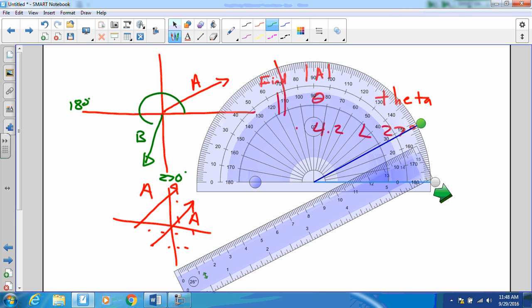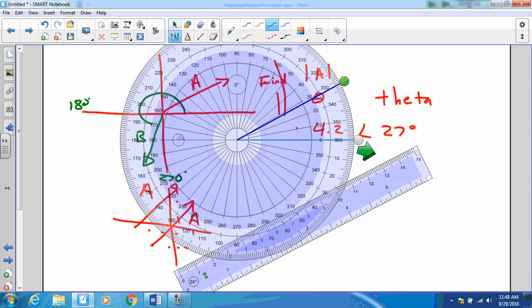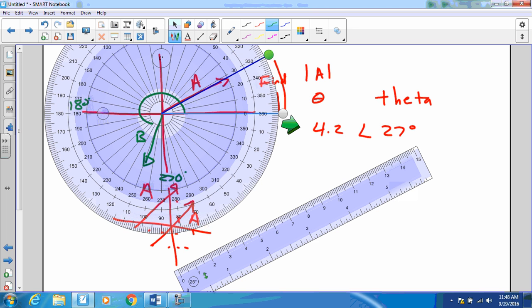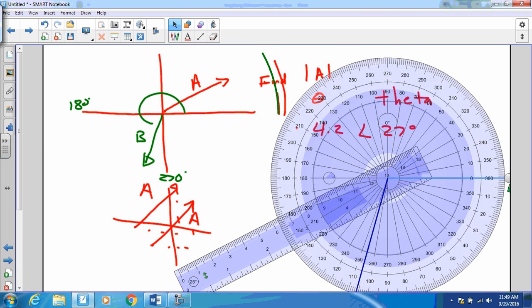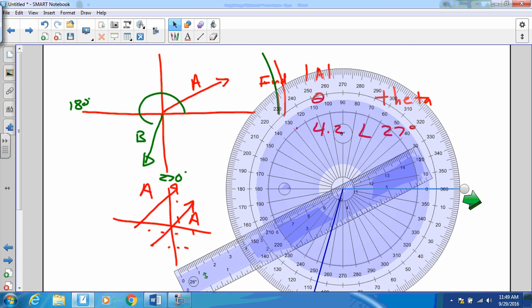Now, here's the thing. Most of your protractors are only 180-degree protractors, right? So how do you deal with that? You're going to flip it upside down, and you have to remember to add your 180 as you go around. So you may have to be a little clever with your measuring devices. My measuring device is cool because I get two sides. So this angle right here comes out at 252 degrees.